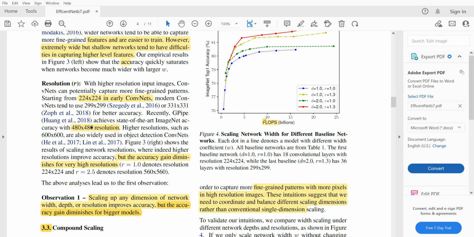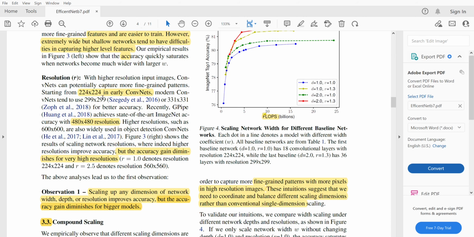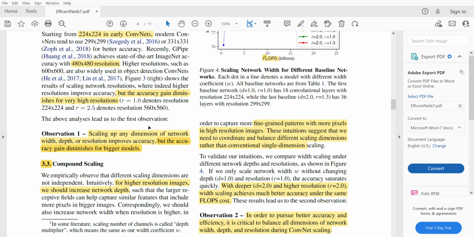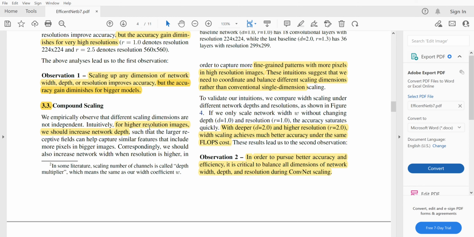And then it's resolution: higher resolution input images, and the more resolution, the more accuracy it would be achieving. So there comes observation number one: scaling up any dimension of network width, depth, or resolution improves accuracy, but the accuracy gain diminishes for bigger models. Meaning that having only the depth, one dimension, is not fulfilling. So now compound scaling.